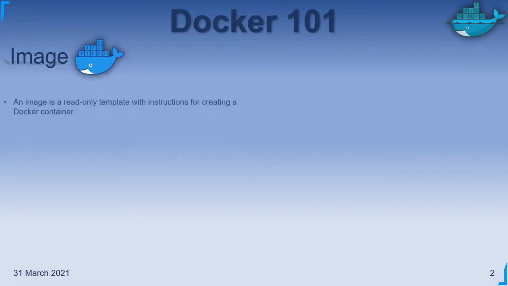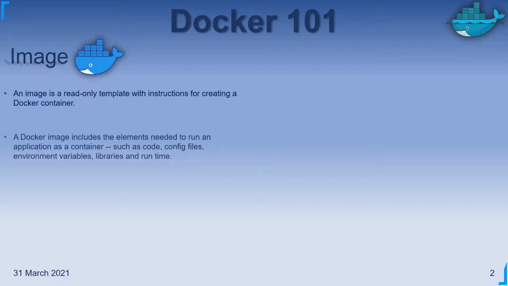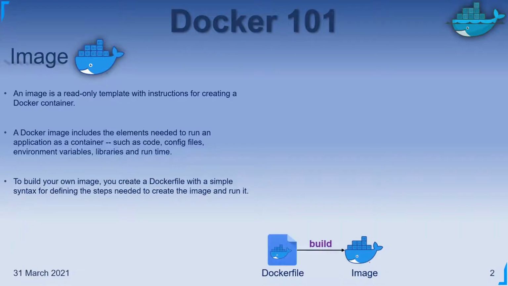An image is a read-only template with a set of instructions for creating a container. It contains source code, config files, environment variables, libraries, and runtimes as such. Now, to build an image, we need to create a Dockerfile, which has very simple syntax, and run it.